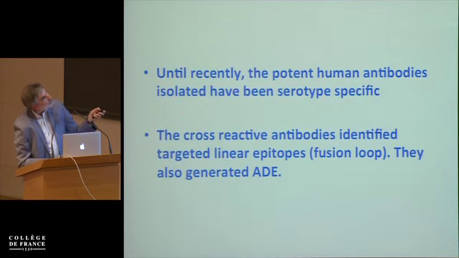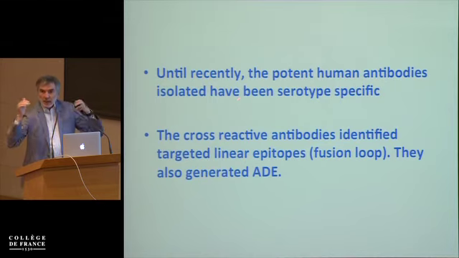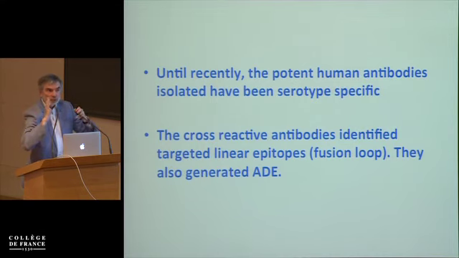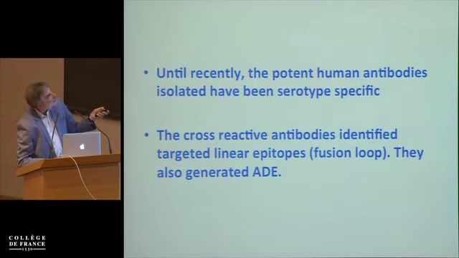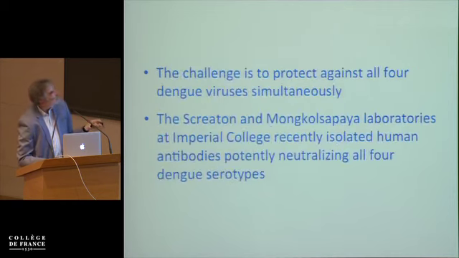Until recently, all of the potent human antibodies isolated have been serotype specific like this, because the surface where it's exposed is the most variable part of the virus. So if you go from dengue 1 to dengue 2, it changes and the virus cannot be neutralized. And the cross-reactive antibodies identified targeted linear epitopes like the fusion loop. So they were positive in Western blot, whereas this was not. And they also generate this enhancement.